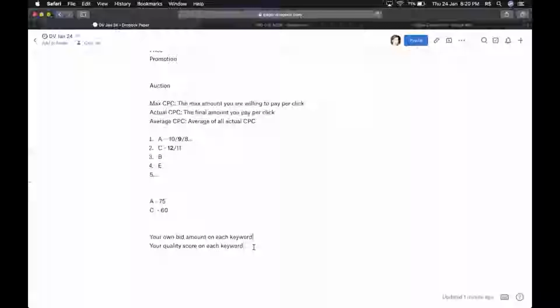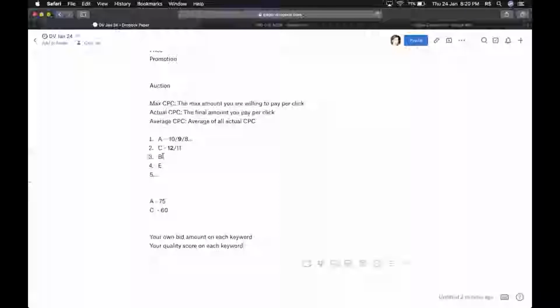Do we get to see other bidding on each keyword? No, no, no. You can't see it. This is all you can see. So you need to worry about your quality score only, but you don't know the quality score of competition. Yes. You cannot know anything about your competition. Not bid, not quality score, not ad rank.